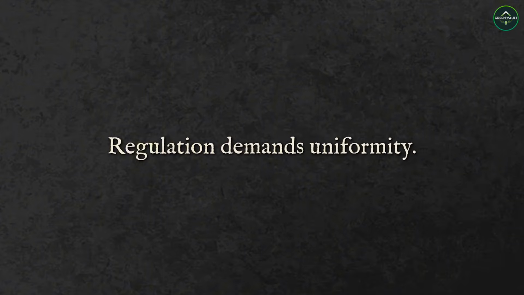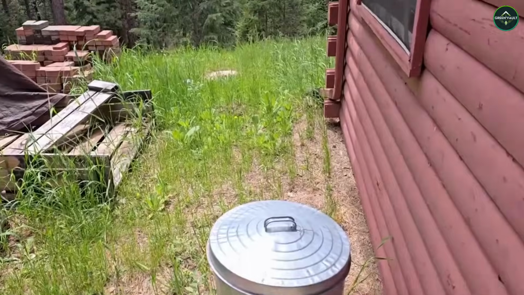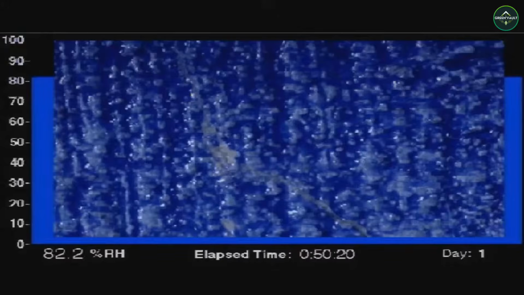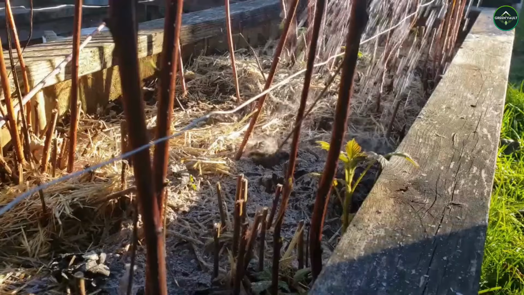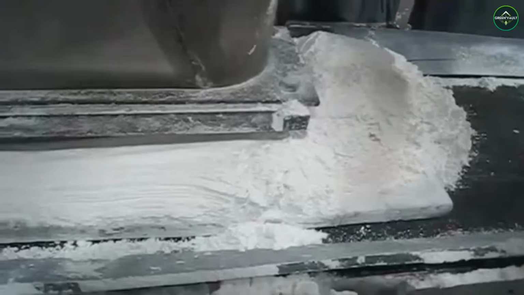Regulatory systems designed for manufactured products cannot accommodate that variability. Ash must be stored dry. It is hygroscopic and absorbs moisture from the air. When wet, it loses effectiveness and becomes difficult to apply.